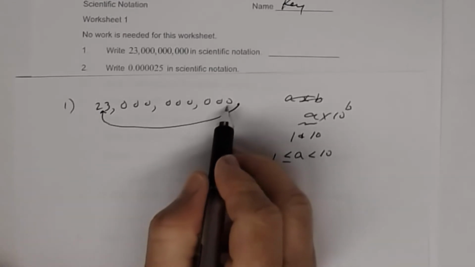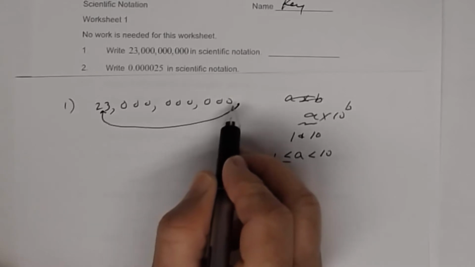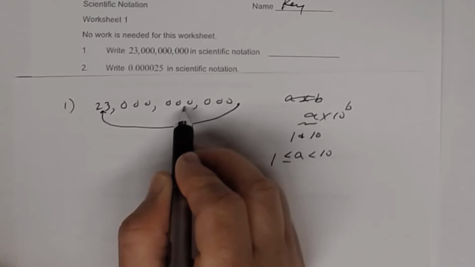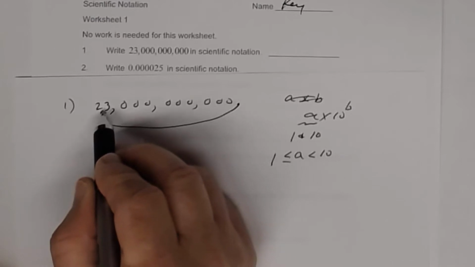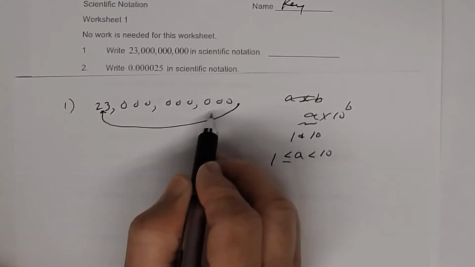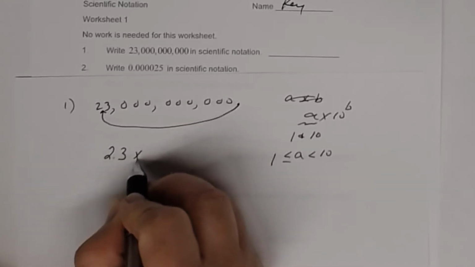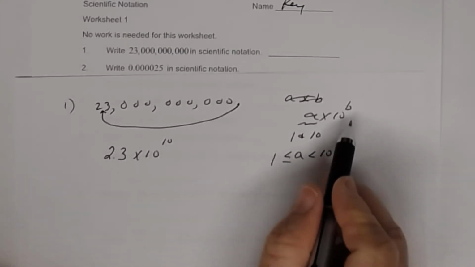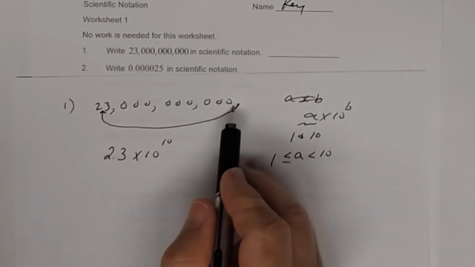Now I have to count how many place values there are. Whenever you move a decimal point to the left or the right, you're multiplying by a power of 10. So I count 1, 2, 3, 4, 5, 6, 7, 8, 9, 10. I moved my decimal point 10 places to the left. So it looks like 2.3 times 10, and I put a 10 as the exponent. That b determines the power of 10, and I moved 10 places to the left.